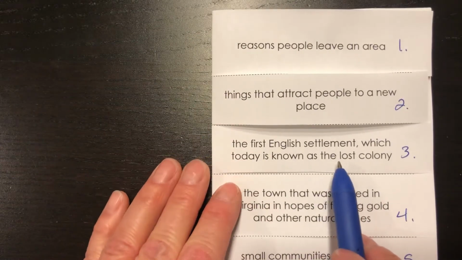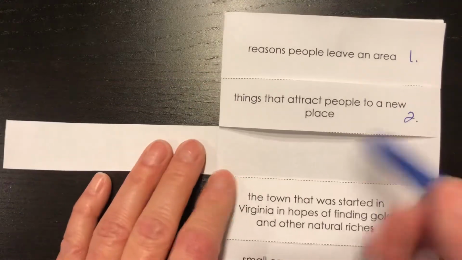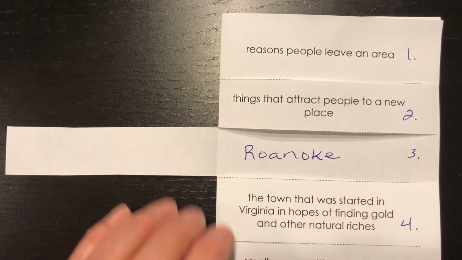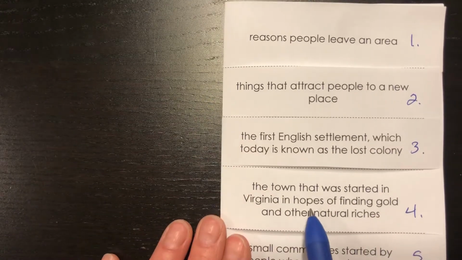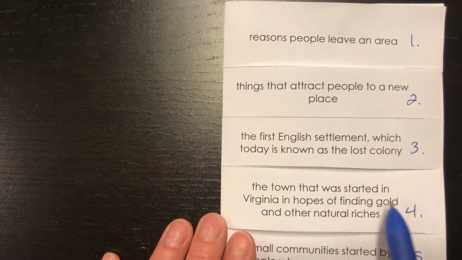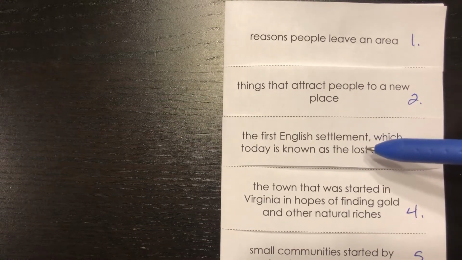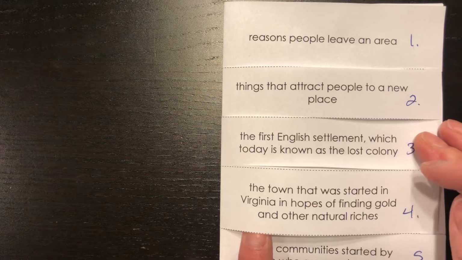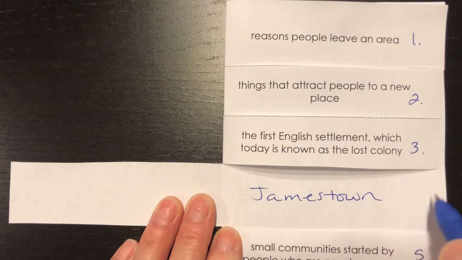Okay, the first English settlement, which today is known as the Lost Colony, that would be Roanoke. So number 3, Roanoke, the Lost Colony. Not a successful colony, but still the first attempted. Okay, close it up. The town that was started in Virginia in hopes of finding gold and other natural riches. So Roanoke wasn't in Virginia. Roanoke was North Carolina. The one in Virginia, present-day Virginia, is Jamestown, after King James. Jamestown, number 4.